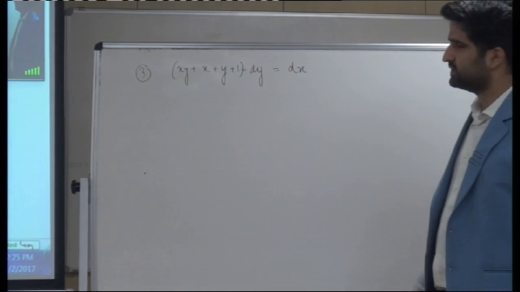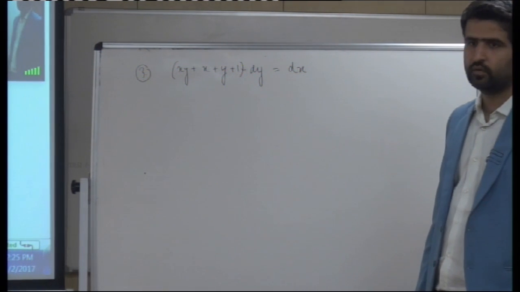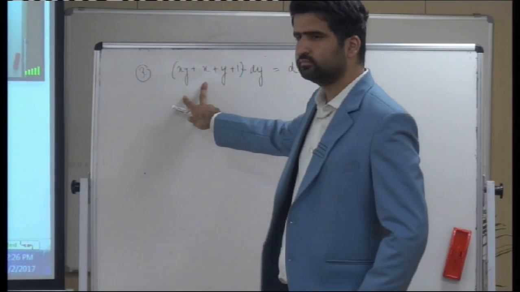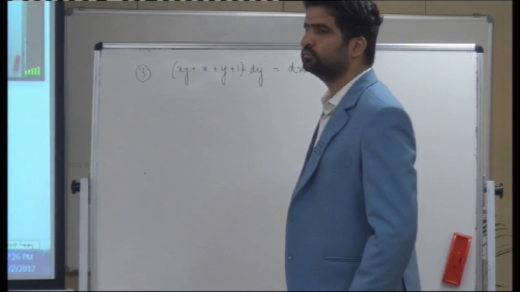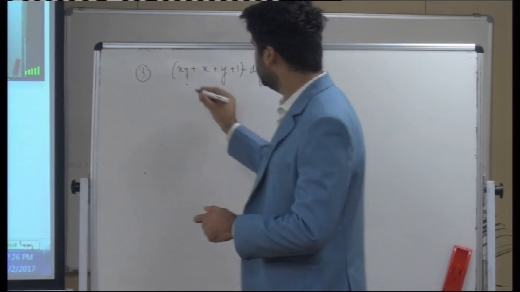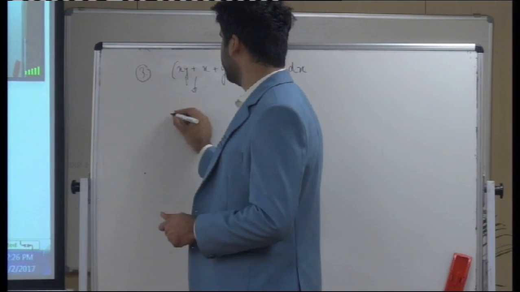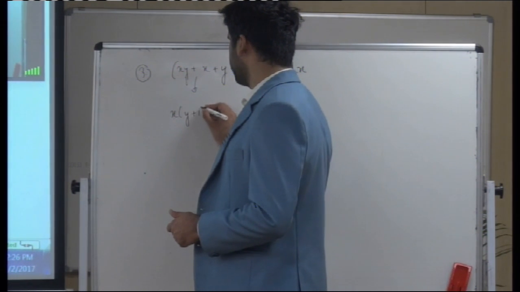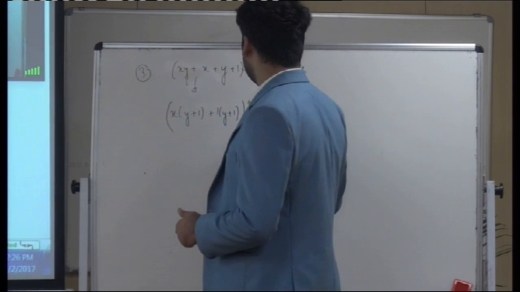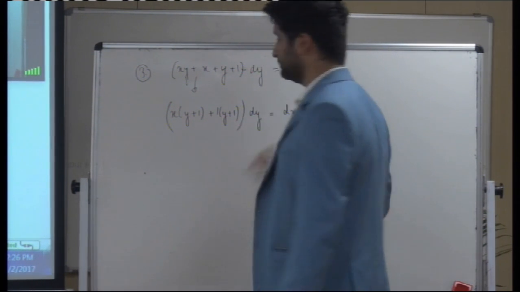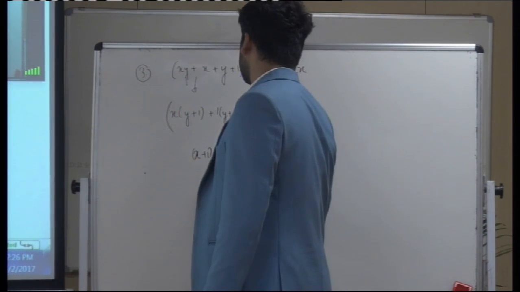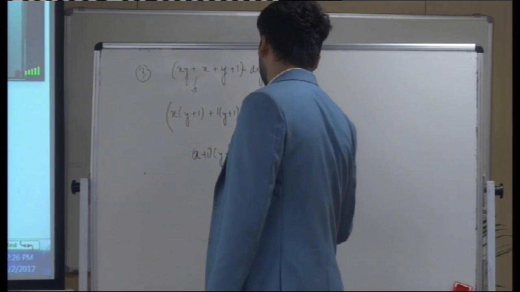I think it's comparatively simple. Done it? How? Taking x common, then? Yeah. So we can simply make two factors out of this, right? How? If we take x common from the first two, we'll get x times (y plus 1) plus 1 times (y plus 1) into dy is equal to dx. So this becomes (x plus 1) into (y plus 1) dy is equal to dx.